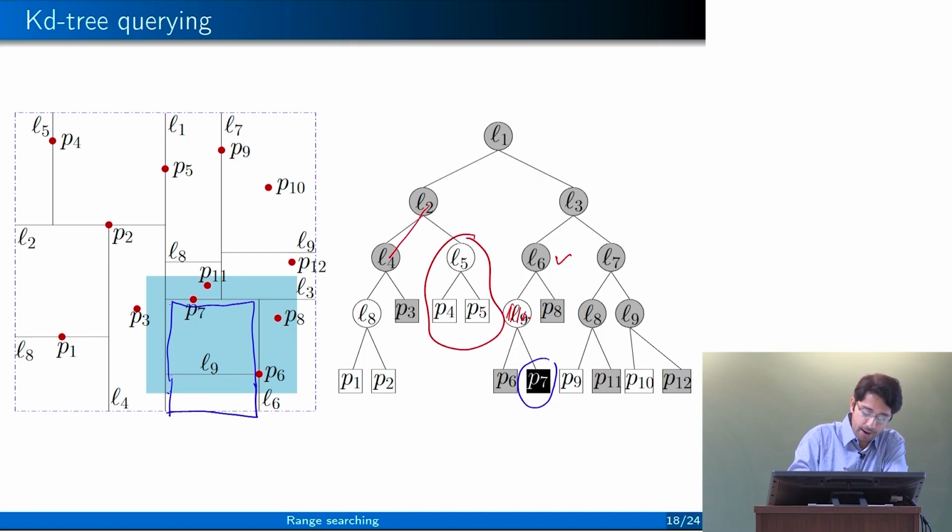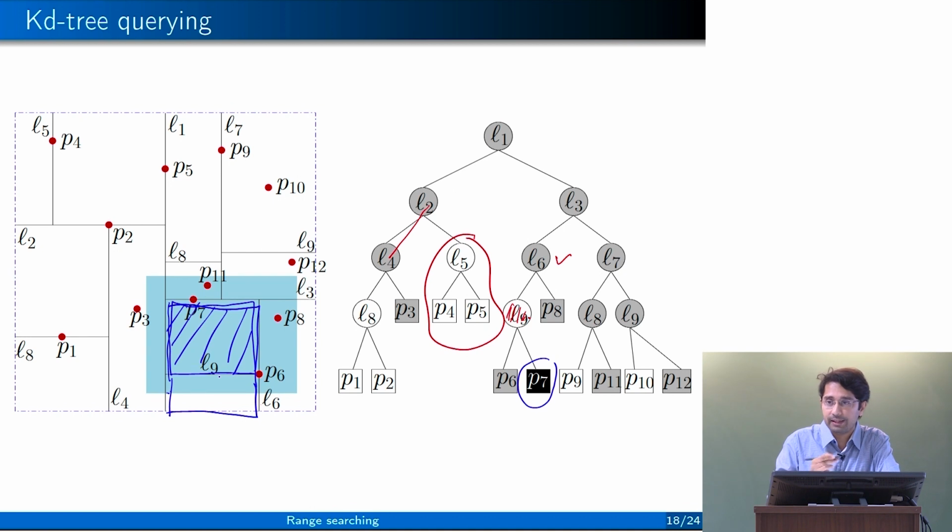You see that above, on the right hand side of L9, this is the rectangle. This is completely inside the query range. That is why this is black. But the rectangle below the line, is it completely inside the query range? No. That is why this is grey.